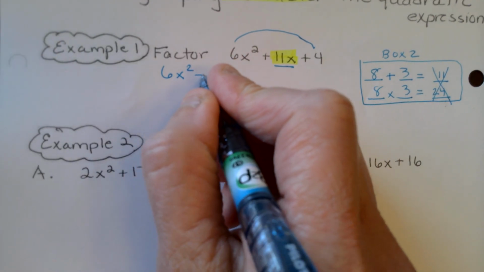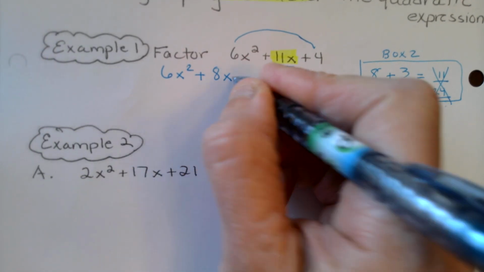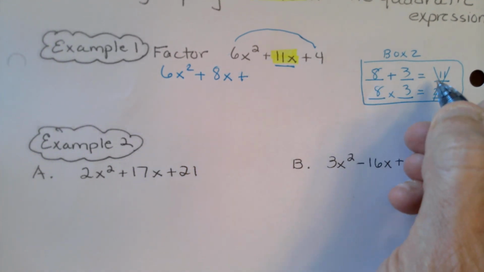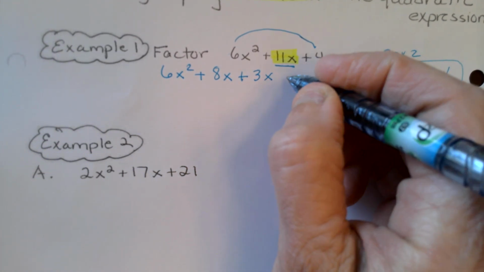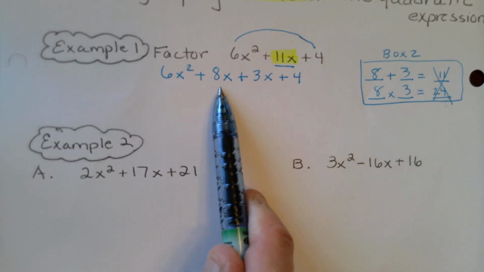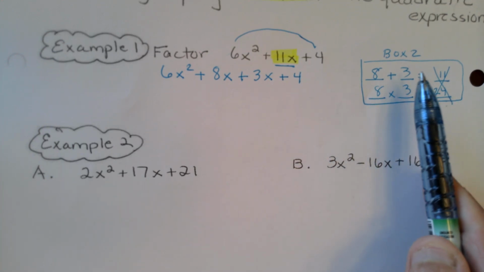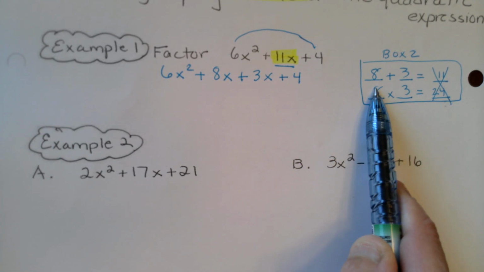So I'm going to do plus, but instead of writing 11x, I'm going to put 8x. You got to put the x with it, though. You can't just put these numbers. Plus 3x. And then the last term is the same, plus 4. So do you see how 8x plus 3x is the 11x? And how 8 and 3 come from our box.